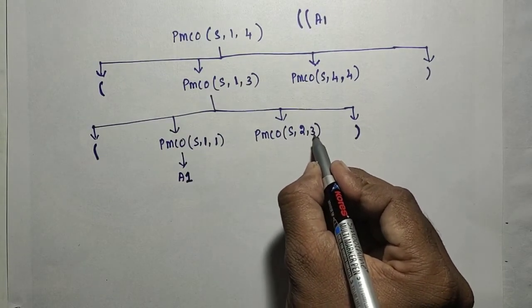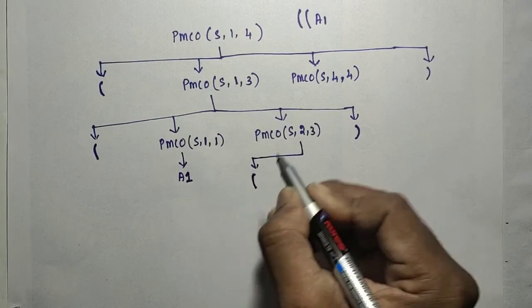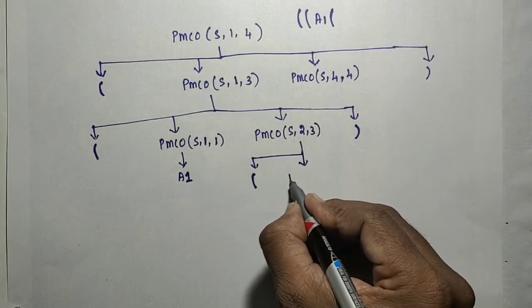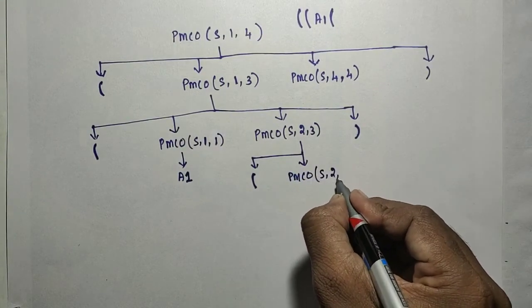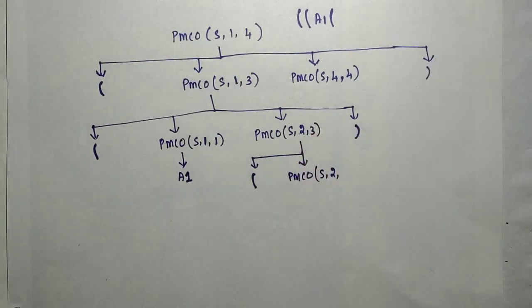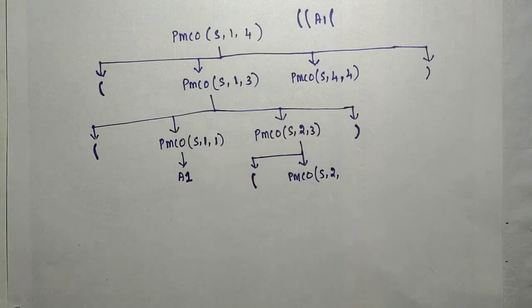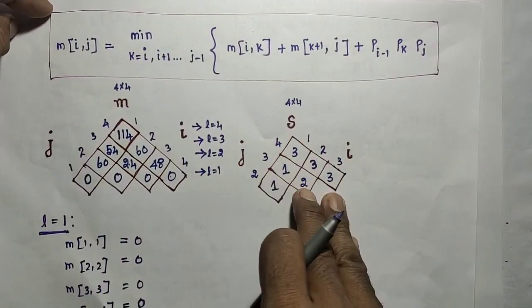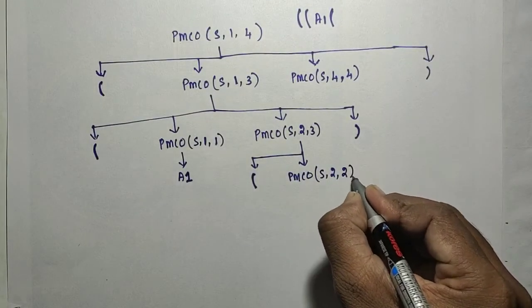In this statement 2 comma 3, both are different. So it will call an open parenthesis, so another parenthesis will be printed on the screen. After that PMCO of s comma 2 to 3. Okay, so for 2 to 3 the split position is stored in that array, that matrix s. So s of 2 comma 3, just refer to that s of 2 comma 3, the split position is actually 2. Okay, so that we have to mention here.